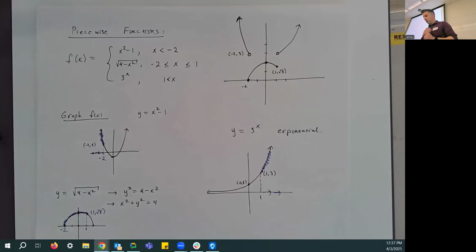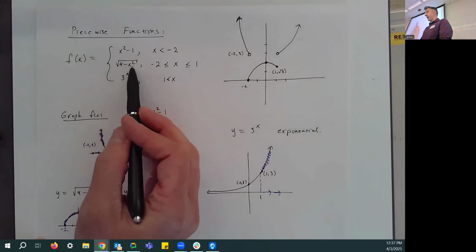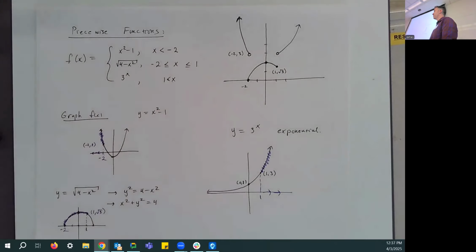Why is it √3? Good question. So when I plug in 1, I'm plugging it into this middle piece of the function. 1 squared is 1, 4 minus 1 is 3. I get the square root of 3. Yeah. Other questions? Okay.